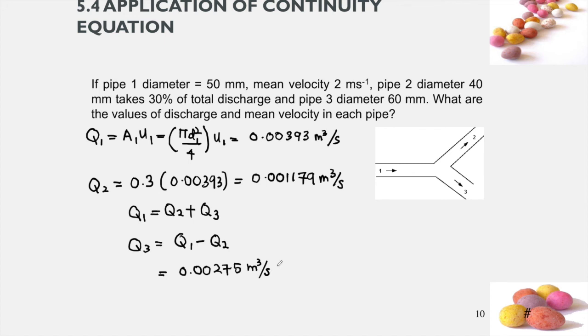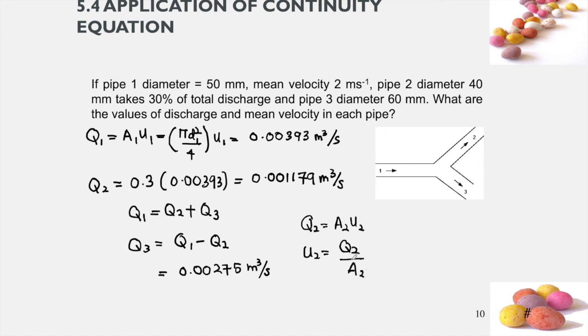So this example also asks us to find the mean velocity in each pipe. We know that the mean velocity of pipe 1 has already been given. And what about pipe 2? So we have to determine the mean velocity at point 2 and point 3. So we have to use the equation Q2 equals A2 U2. We know that this U2 represents mean velocity. So rearrange this equation: U2 equals Q2 divided by A2.